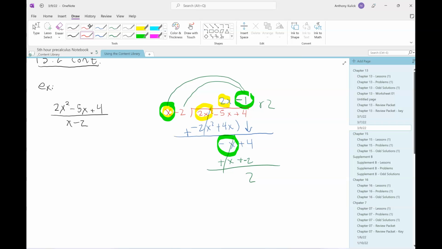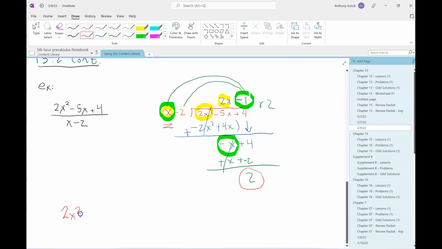Everybody cool with that? And I know that's a remainder because the degree of this is 0, and that's less than the degree of my divisor. That's my cue that I'm finished: when the degree of whatever the dividend is currently is less than the degree of my divisor, I know I'm done. There's no more dividing that I can do.